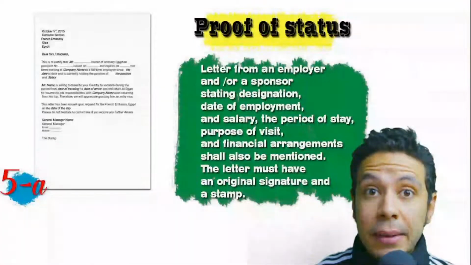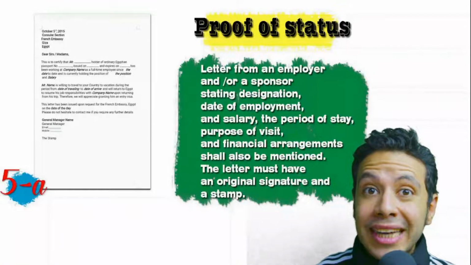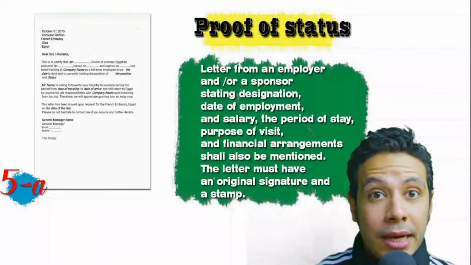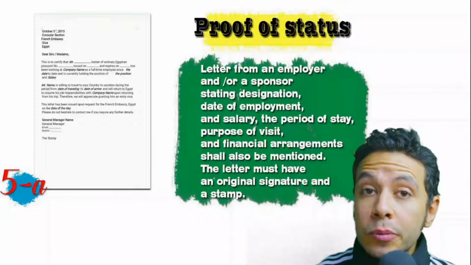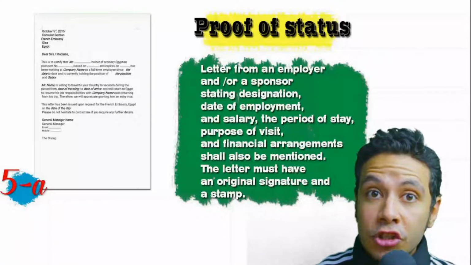In most of the visa application processes you will be required to provide a proof of status. For example, if you are an employee, you will have to provide a letter from your employer or from your HR department mentioning your name, your work detail, and your salary. And both address and contact numbers should be mentioned also in that letter. And all letters must have an original signature and a stamp.